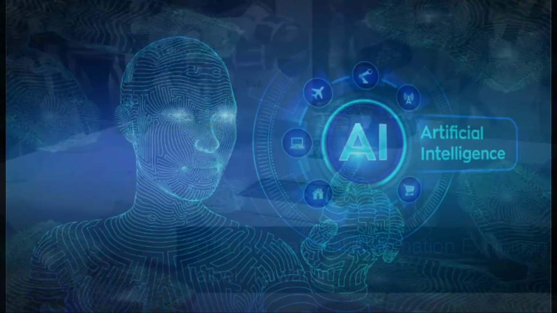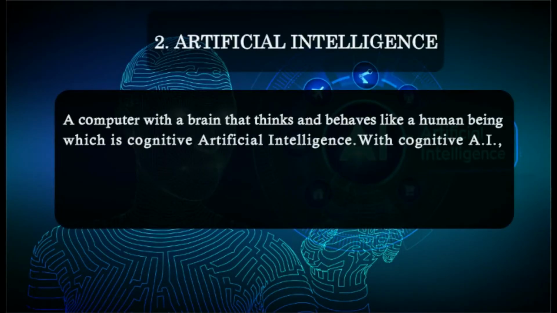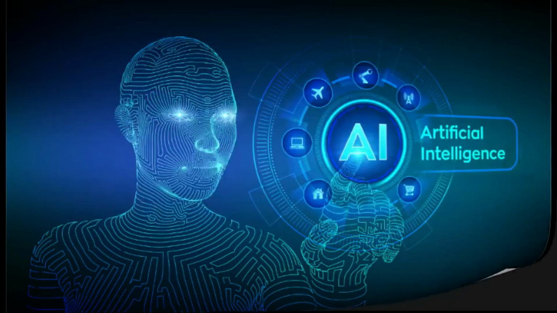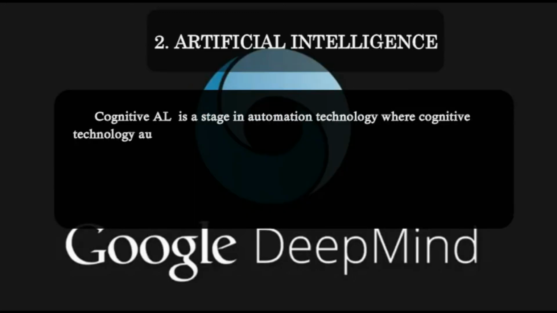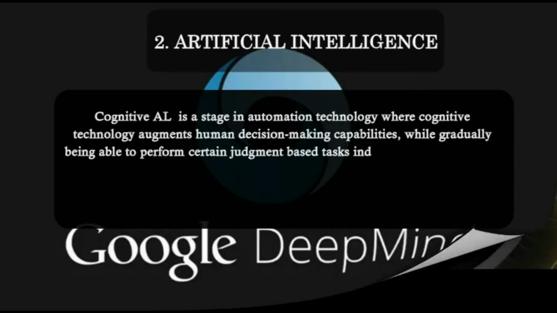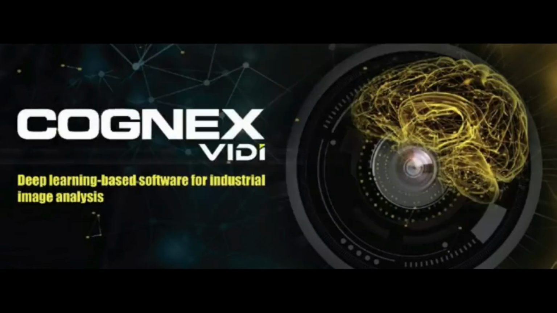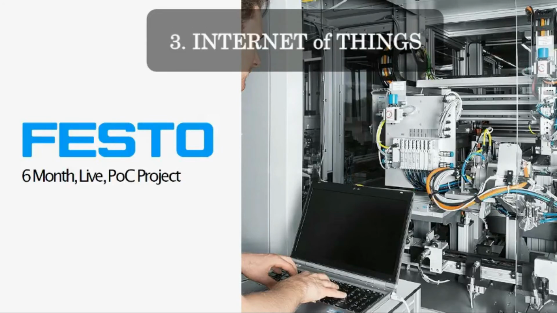Number 2 is through artificial intelligence. Artificial intelligence is a computer with a brain that can think and behave like a human being. Examples of artificial intelligence are the Cognic VD and the Google DeepMind that use cognitive artificial intelligence that help us to make a better decision based on the AI findings and stop us from losses in a proactive manner. Number 3 is through the Internet of Things, which is the tools and solution.